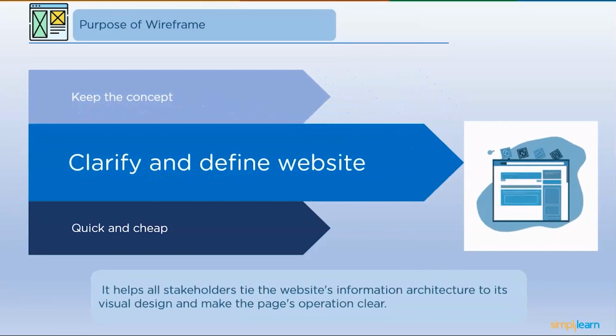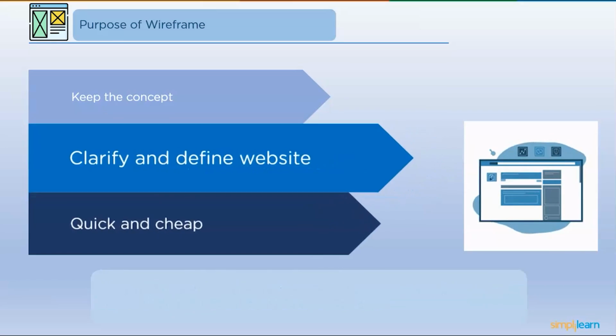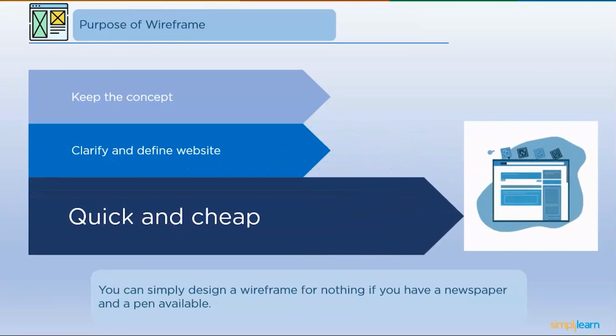They clarify and describe website functions, and they keep the concept user focused. With particular wireframing features, you may explain exactly how they will work to your clients and what function they will serve. And it helps all the stakeholders combine the website's information architecture with its visual design and make the page operation clear. The third one is quick and cheap.